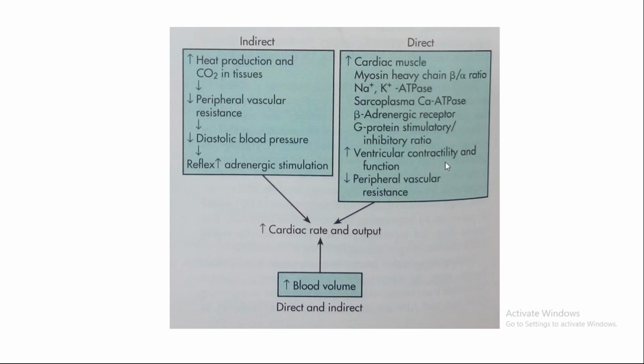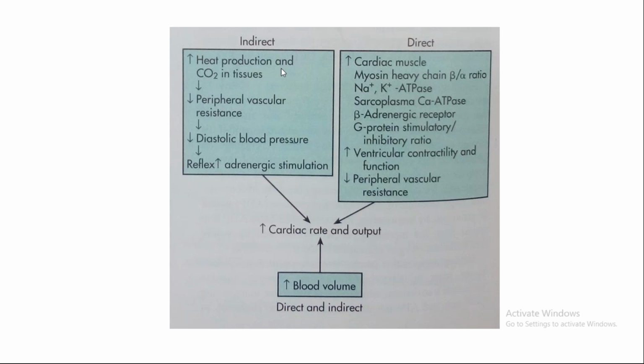So that will lead to increased ventricular contractility and function, and because of this, it will decrease the peripheral vascular resistance. So this is the direct effect, and the indirect effect is heat production in the peripheral region, in all the general tissues. They are all different tissues. With the utilization of nutrients and oxygen at the level of the mitochondria, heat is produced and carbon dioxide is produced, so that will lead to peripheral vasodilation. So peripheral vascular resistance decreases. That will lead to decreased diastolic blood pressure, and that will lead to a short circulation time.